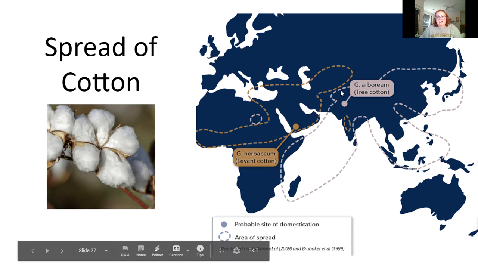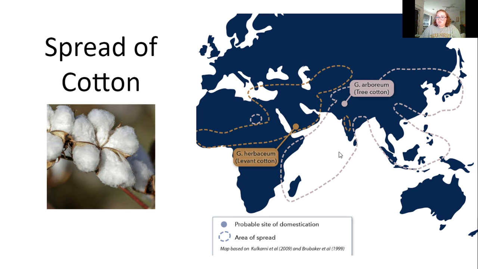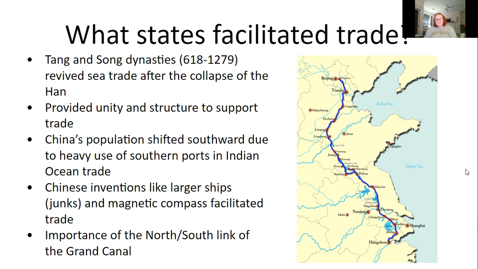Very interesting. So this map shows the spread of cotton. The dark purple here is where it was probably domesticated. And then you see the area of trade, because there are two different types of cotton plants. You have the one that originated here in Asia, and then you have another form of it that is cultivated and domesticated in parts of Africa and the Middle East, but you do see some overlap here as well.